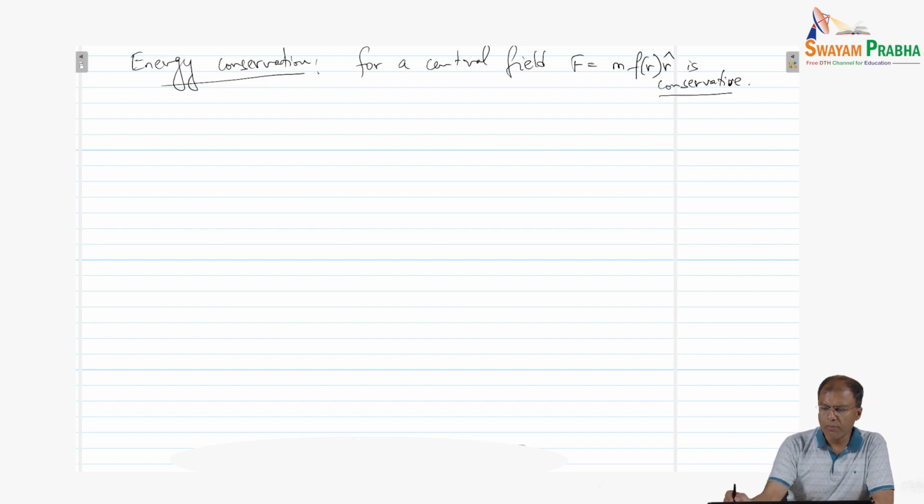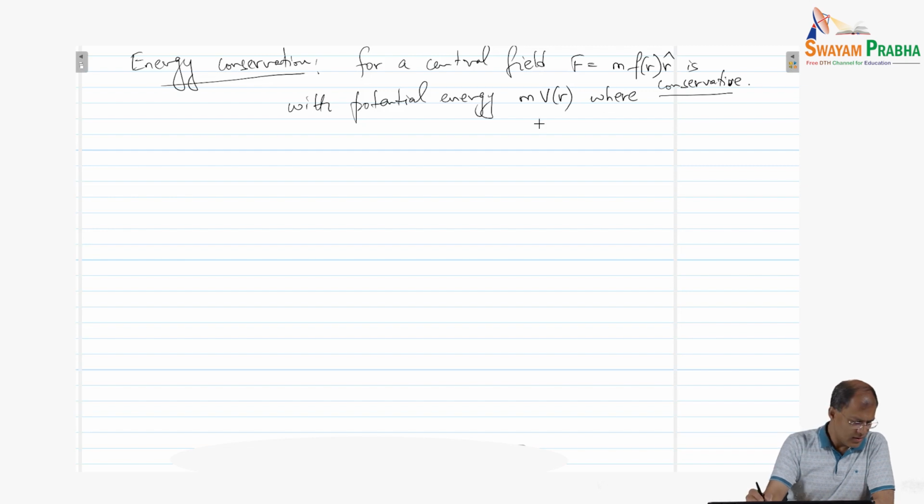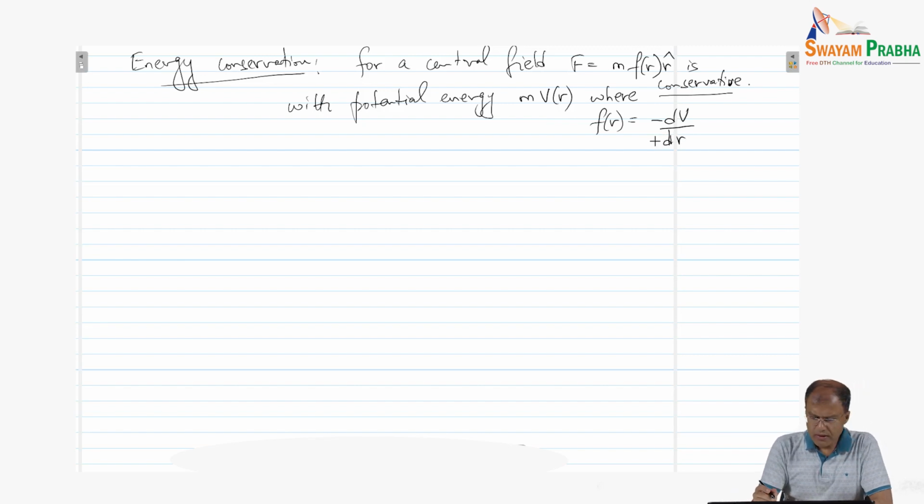So the moment we talk about the force field being conservative, we can associate a potential with regards to the force field. So with potential energy m times V(r), where F(r) is minus dV/dr.